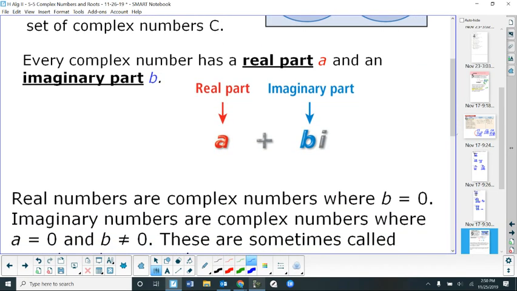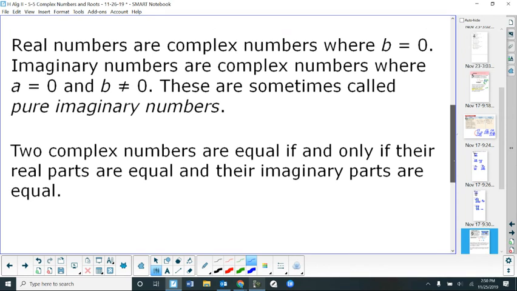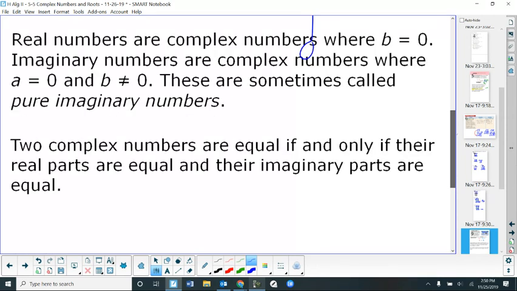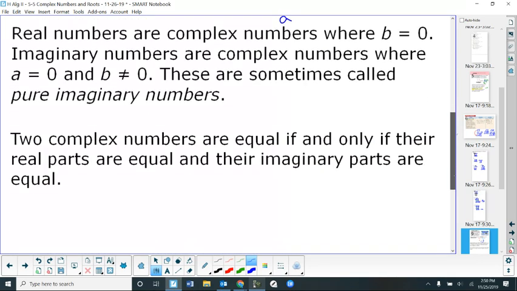Every complex number has a real part and imaginary part. Okay, we talked about that. Real numbers are complex numbers where b is equal to 0. So basically you don't have that imaginary part. If the b is 0 and you have 0 times i, that would be 0. So you would just have an a. So then you would have a real number. These are sometimes called pure imaginary numbers.